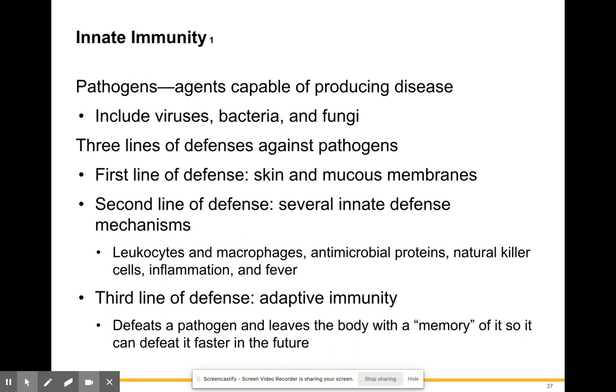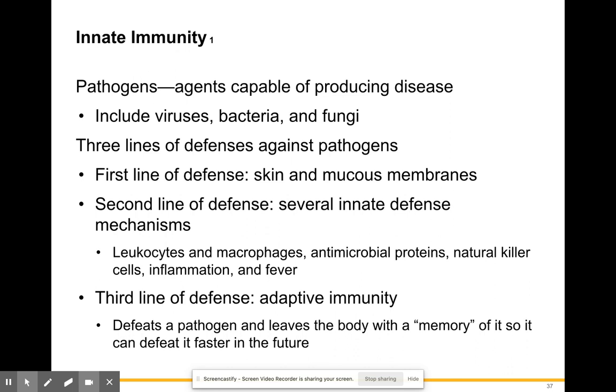Now, don't get me wrong. There are things that can infect your epidermis. You can have things like athlete's foot, which is a fungus that is flesh eating. So there are things that can live on your epidermis, but for the most part, your epidermis and your skin and your mucous membranes are going to help protect you.